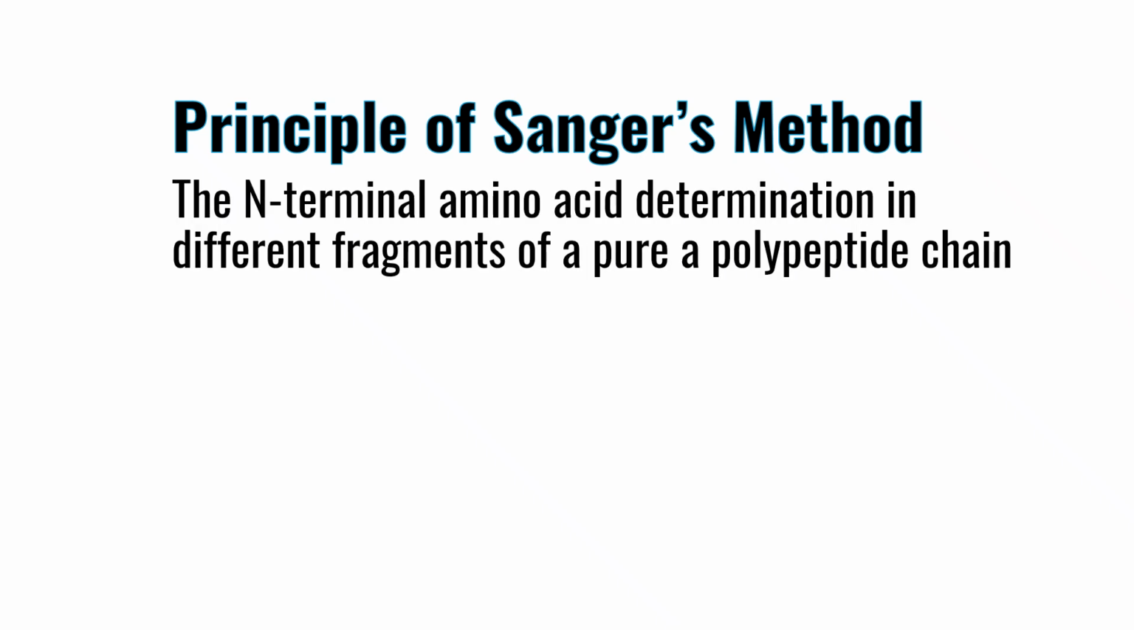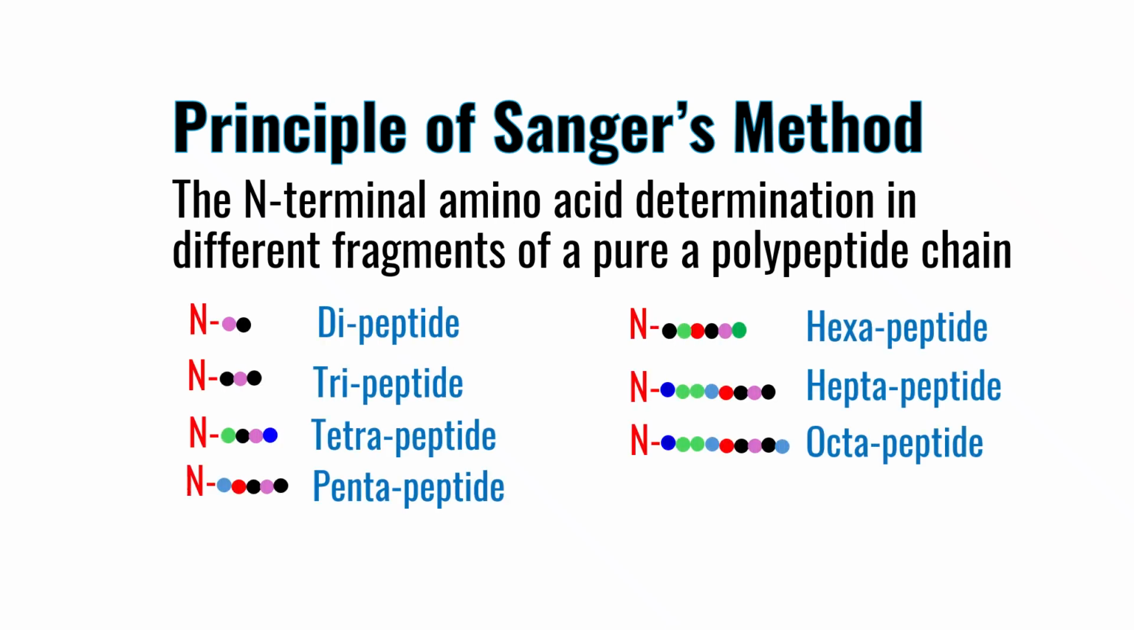So now coming to the underlying principles of Sanger's method, this is based on N-terminal amino acid determination in different fragments of a purified polypeptide chain. This is very important to know: the polypeptide chain must be pure. If you have multiple chains in a protein, they must be individually separated and purified for sequencing. The fragment size should be between 2 to 8 amino acid residues long. Bigger size cannot be handled efficiently by this method.